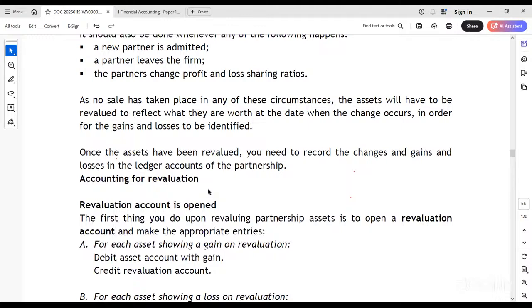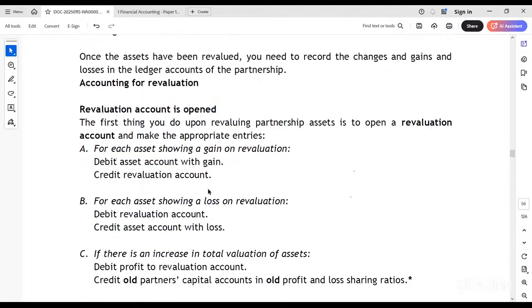So once assets have been revalued, you need to record the changes and gains and losses in the ledger accounts of the partnership. So how would we account for the revaluation of assets in the partnership books? The first account you have to open is what we call a revaluation account. So we open up a revaluation account first.